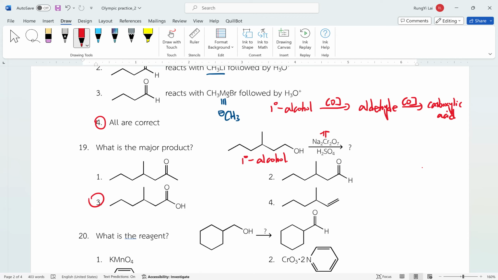So if you want to synthesize this compound, you need to use PCC. You can make it. If you want to make a ketone, this is impossible. But if you want an alkene, this one you just need to do E2 elimination. So you also can make this compound. Okay.